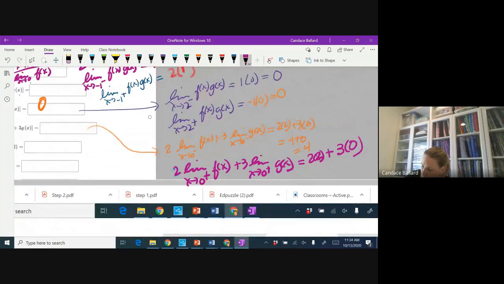So that's 2 times 2 is 4, plus 3 times 0 is 0. So my overall limit is 4, meaning that my right and my left were equal. So it is in fact equal to 4.